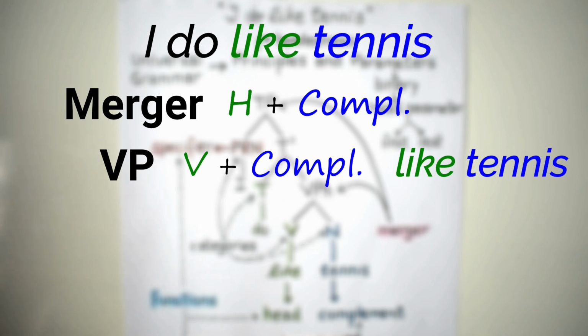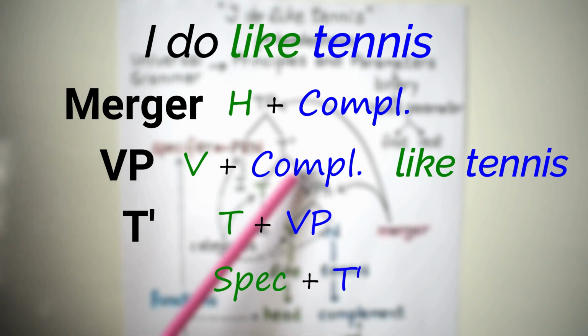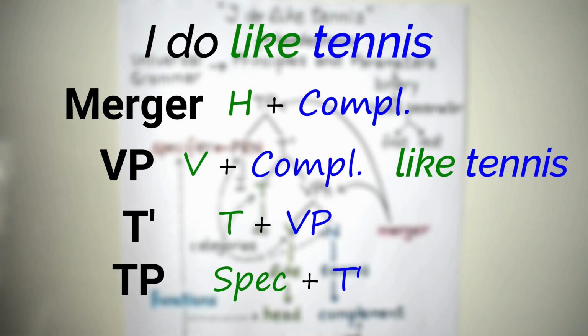And then we answer that question by stating that our verb phrase will become the complement of a T phrase. So T merges with VP to form T prime, and in turn T prime will merge with a specifier I to form the clause or TP I do like tennis. This is basically a summary of what we said in the last two classes, and again, you're kindly invited to watch them so that you can follow our course here.